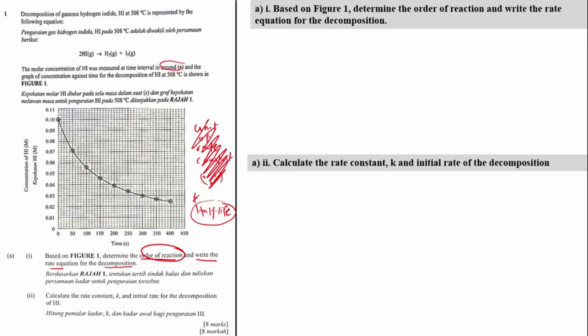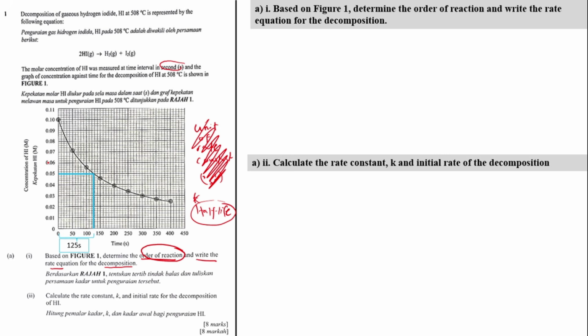We're going to focus on the half-life. So from the half-life, our initial concentration is 0.10. So if we divide that into half, we're going to get 0.05. And then for the 0.05, we're going to extend that to the time below here. We're going to get the time here to be 125 seconds.